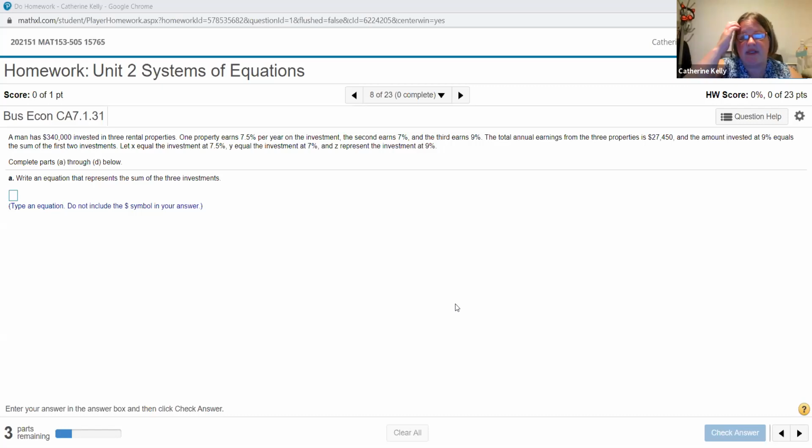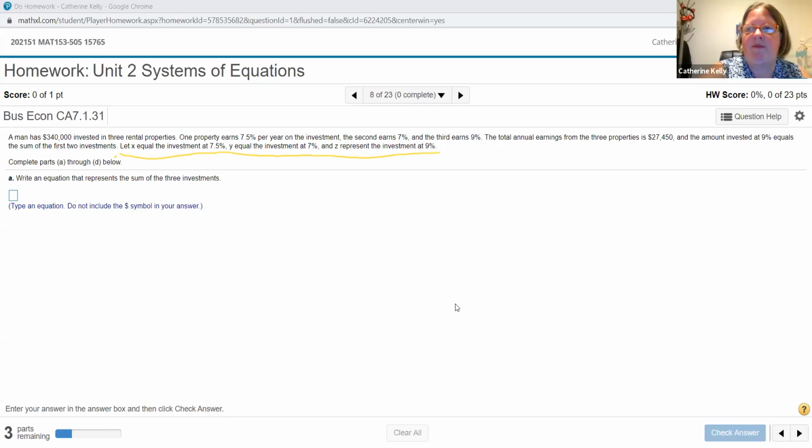Let X equal the investment at 7.5%, let Y equal the investment at 7%, and Z equals the investment at 9%. We lucked out here because they told us what X, Y, and Z equal. If they don't, then we actually have to go in and figure out what our 3 variables are going to be. Since we have 3 variables, we need 3 equations.